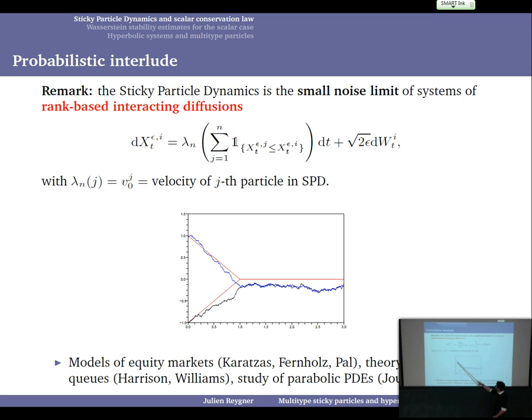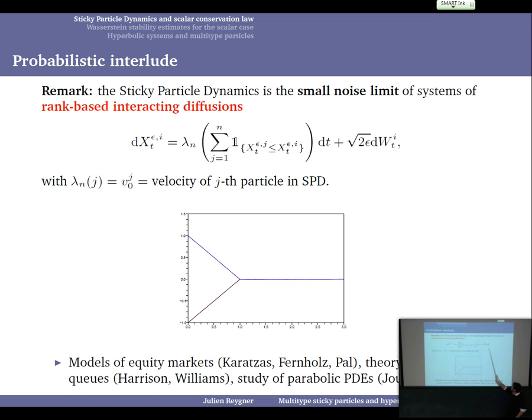So here is a representation. The red line stands for a realization of the sticky particle dynamics with two velocity vectors like this and like this. And here you have the two Brownian particles. While they are far from each other, they are essentially driven by the drift, which follows the asymptotic of the sticky particle dynamics. And when the two particles are close to each other, each time they cross, they exchange their drift. So they will always be brought to get closer to each other. This is exactly this sticky effect that you can see here. And of course, the more you decrease the noise, the closer you get to the deterministic limit. And so at the end, you converge to the sticky particle dynamics.